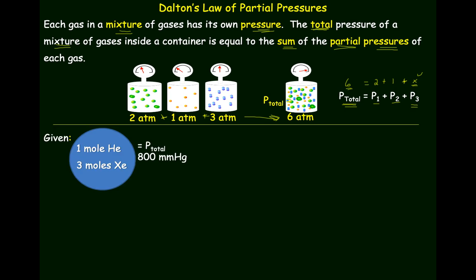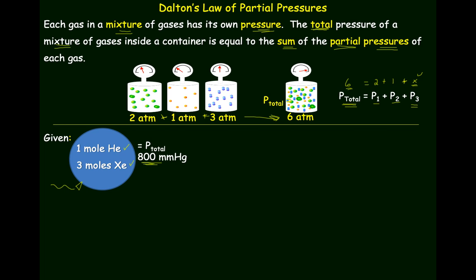However, what if they give you something a little different, where they give you moles instead? Now we know moles is not a pressure. So let's say they give you a little blue balloon, and it's got 1 mole of helium in it, and it's got 3 moles of xenon. And the total pressure in this balloon is 800 millimeters of mercury. So we know that the pressure of the helium plus the pressure of the xenon would have to equal the total pressure in the balloon. However, we're not given pressures, we're given moles.